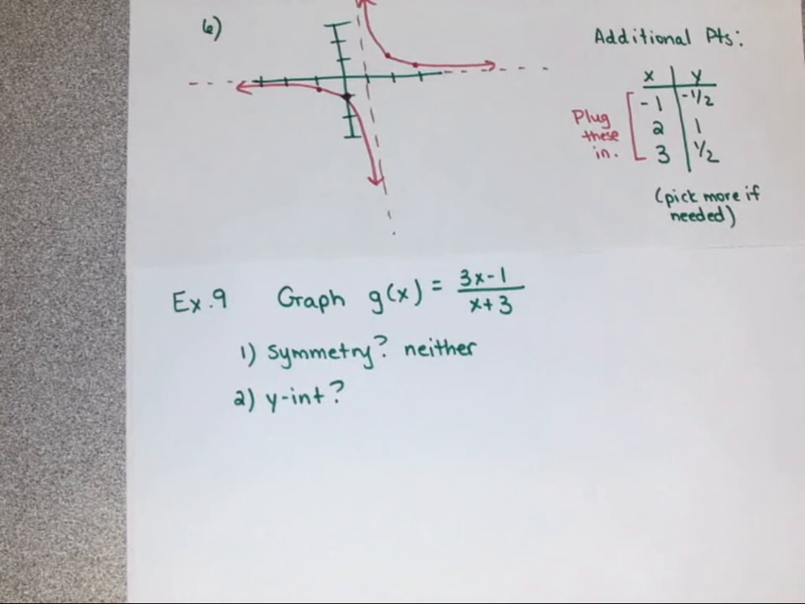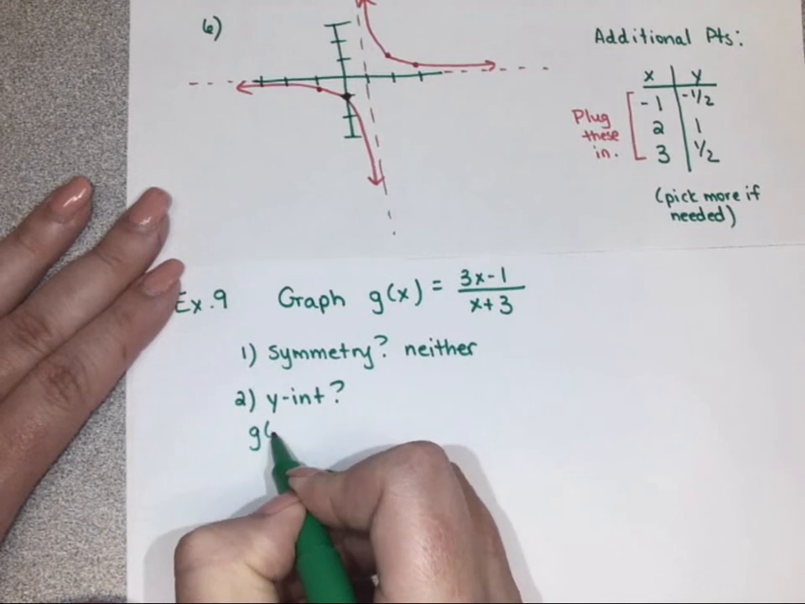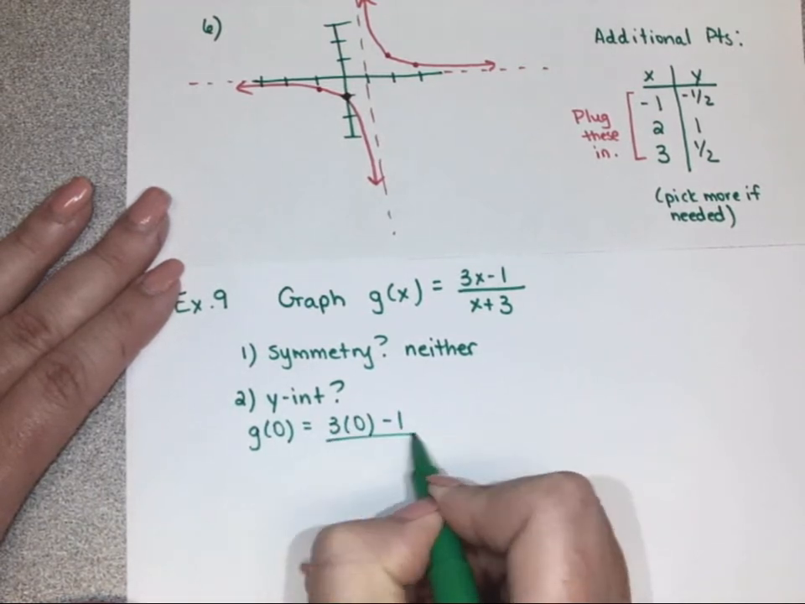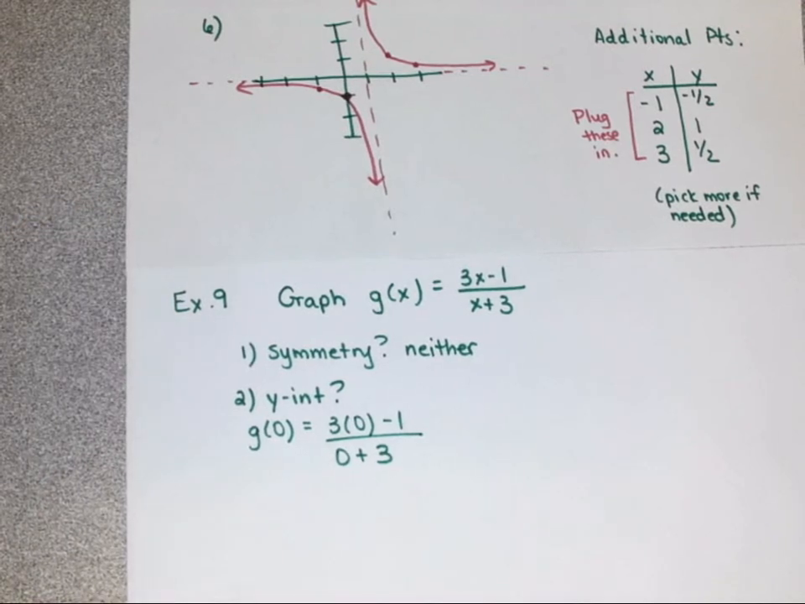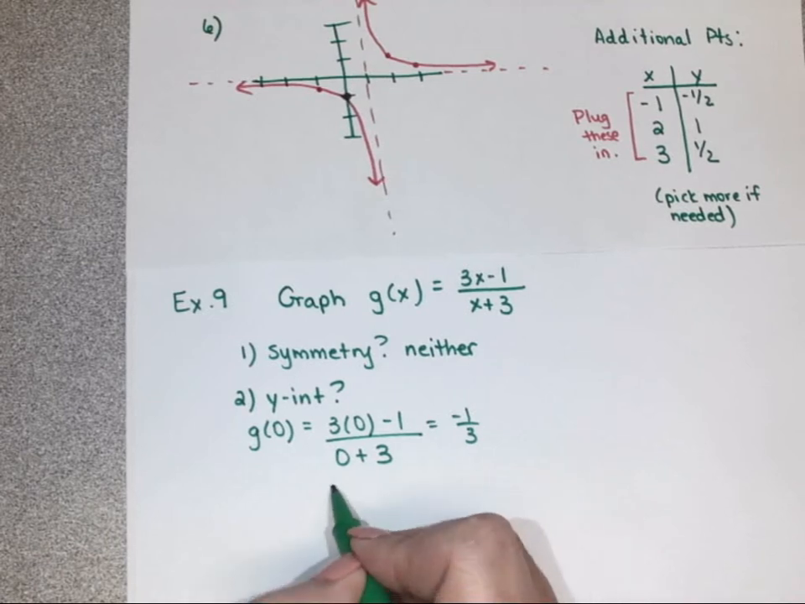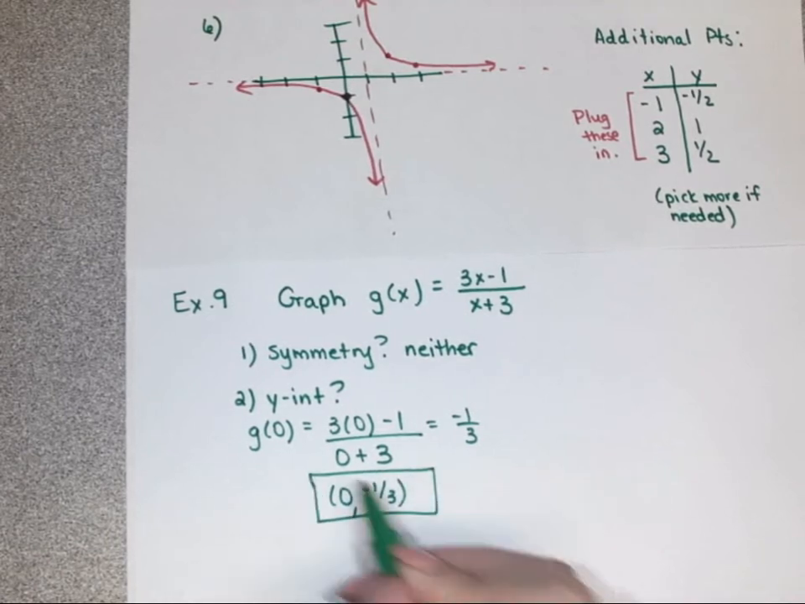All right, but y-intercept, I do want to find that. So what do I do for that again? Set x to 0, right? So just find g of 0. So everywhere there's an x, plug in a 0. So you end up getting negative 1/3. Okay, remember MyLab's going to want you to write that as a point. So you would say 0, comma negative 1/3.